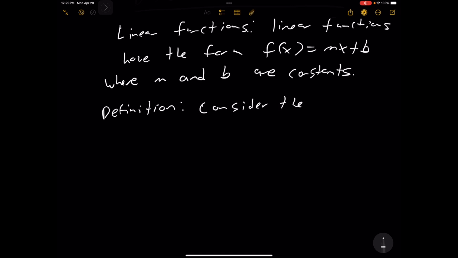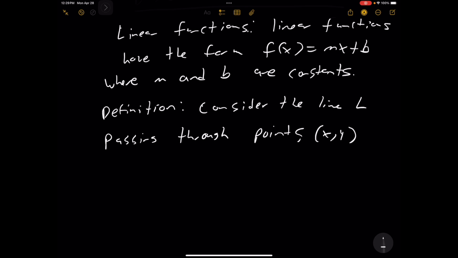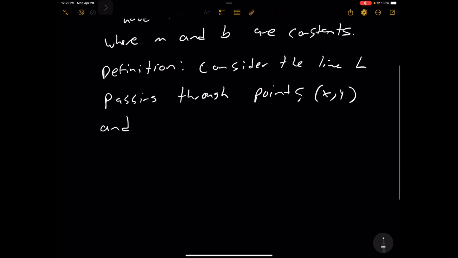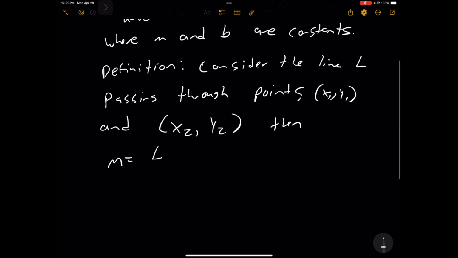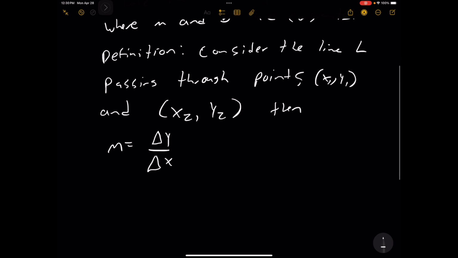Let's consider the line L, which is passing through points x and y. Let's say x1 and y1 so that we can say x2 and y2 is the other point we're passing through. Then we say m is equal to the change in y. Here I have delta representing the change in y over the change in x.